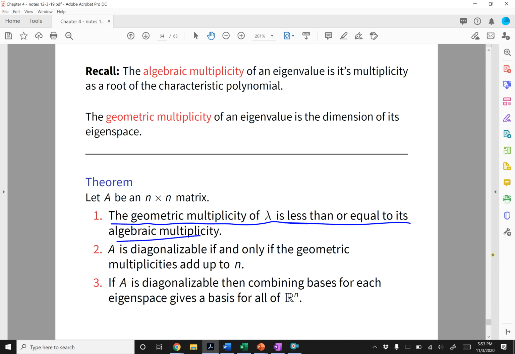A is diagonalizable if and only if the geometric multiplicities add up to n. This is where the problem comes in, because the geometric multiplicity could be less than the algebraic multiplicity. Algebraic multiplicities always add up to n, but with the geometric multiplicity you could be short and not have enough eigenvectors. If A is diagonalizable, then combining bases for each eigenspace gives a basis for all of Rn. So it's another part of the theorem.